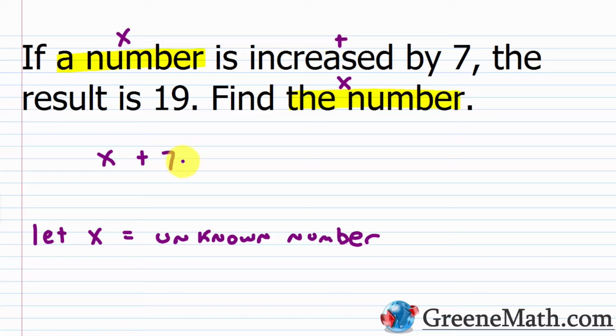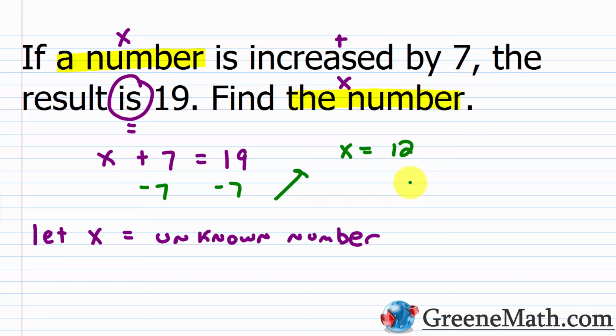So we want to find x, and all we need to do is just solve this guy. So I'm going to subtract 7 away from each side of the equation, and that's going to give me that x is equal to 12. And you can read back through the problem and determine if you got the right answer, right? If 12 is increased by 7, the result is 19. Well, yeah, that's true. 12 plus 7, or 12 increased by 7, is 19. So if we want to find the number, it's just 12.